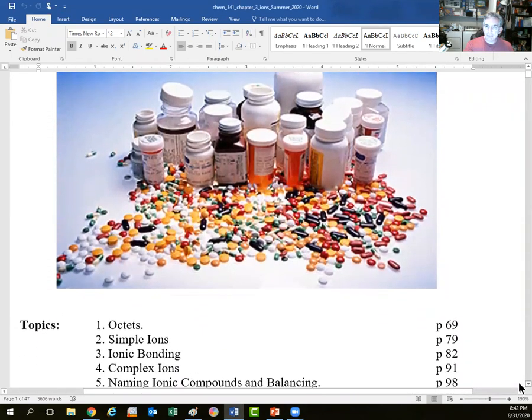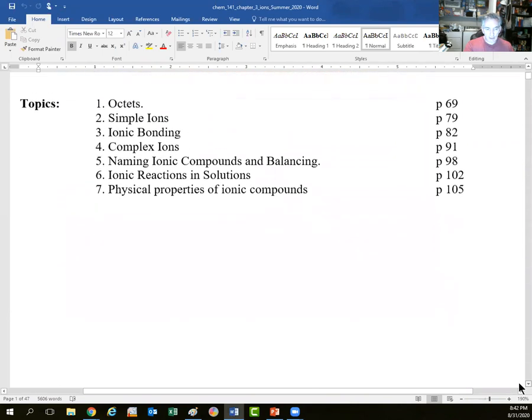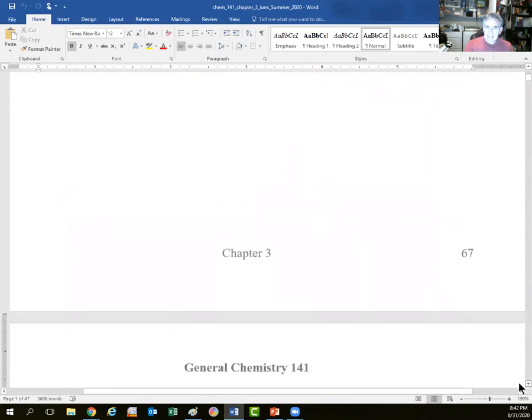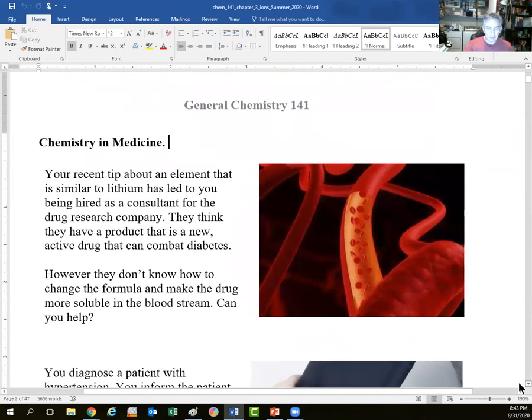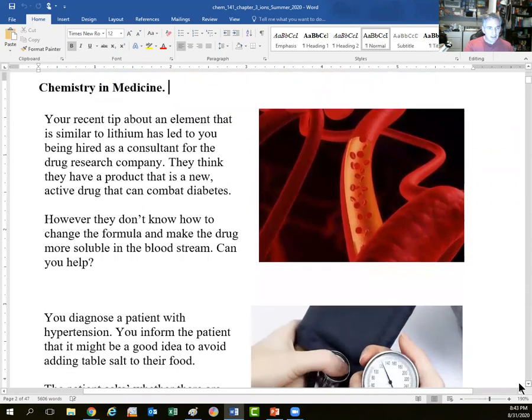So looking at chapter 3, let's start off with an idea of the kinds of chemistry that we could face in medicine with a couple of scenarios. From the previous chapter, we talked about a researcher asking you for a suggestion of an element that was similar to lithium. Of course, that would be an element in the same group, one of the other alkali metals, as they have very close chemical properties within a group.